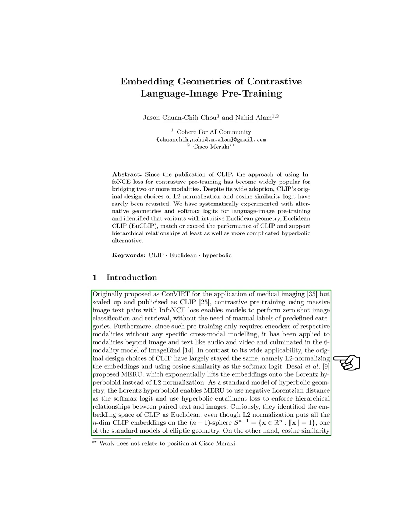Desai introduced MERU, which instead lifts embeddings onto a hyperbolic surface, allowing for a different distance metric and enforcing hierarchical relationships between text and images. Interestingly, they identified CLIP's embedding space as Euclidean, even though L2 normalization positions the embeddings on a sphere, a characteristic of elliptic geometry.